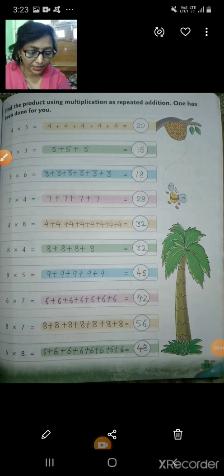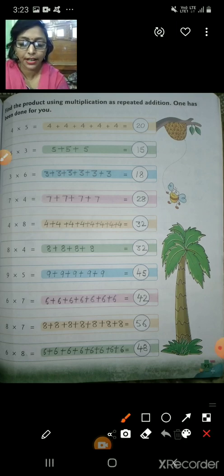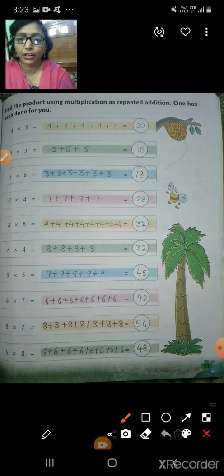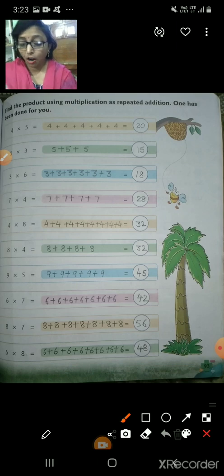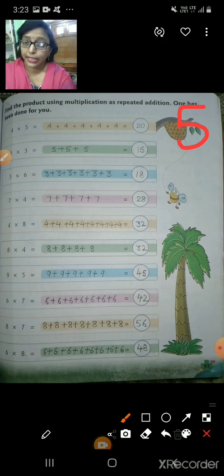On page number 93, here is the question: Find the product using multiplication as repeated addition. One has been done for you. Here it is written 4 into 5 is equal to. How many times will you have to write 4? 5 times. In addition form you have to write 4 five times: 4 plus 4 plus 4 plus 4 plus 4 is equal to 20. This is the example given for you, and from next time you have to write it yourself.